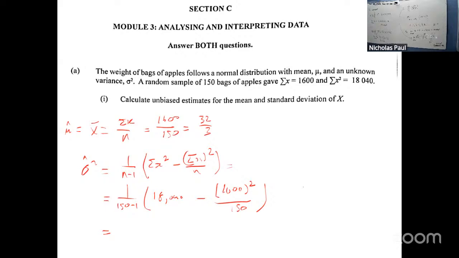1,600 squared all over 150. So I put it all in the calculator and I got 6.53. Okay? So remember that's sigma hat squared. The question asks for standard deviation, so that'll be the square root of that. Square root of 6.532 is 2.56. So that's the value we use.